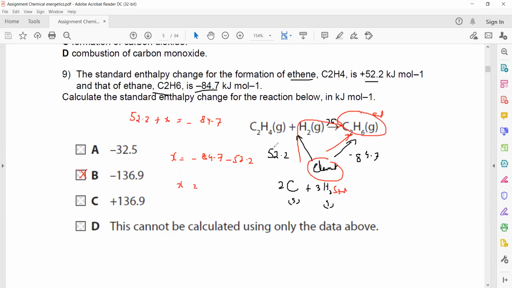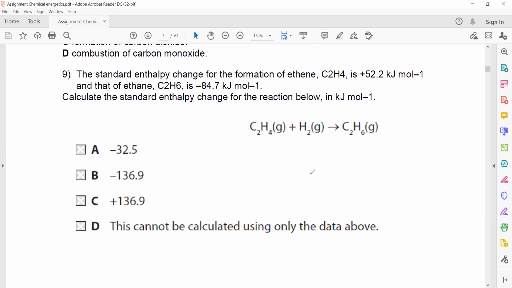Is it clear, this one? So whenever in the question formation is given, what we add as a link is the element. And element forming the reactant and reactant forming a product is the same as element directly forming the product. If in the question combustion is given, so you will have a combustion product of the combustion here. So element burned produces that combustion product, and it can burn and produce the same combustion product.